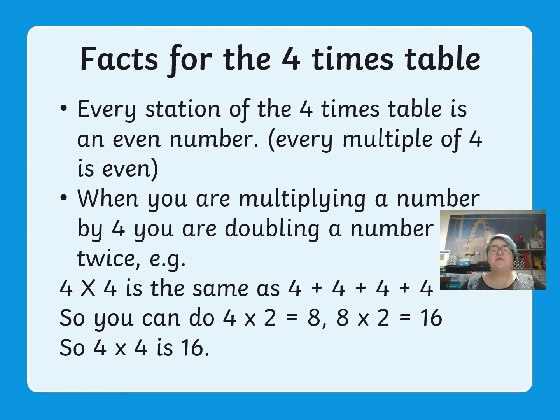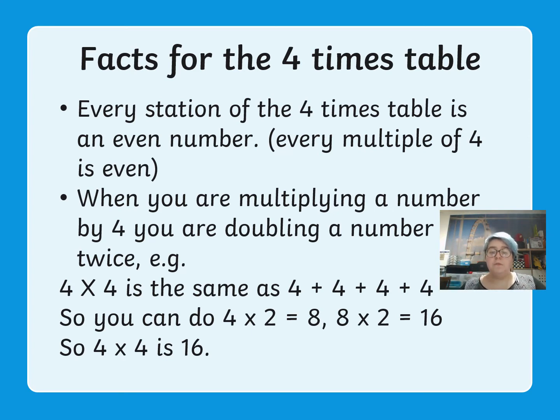So facts for the 4 times table. Every station of the 4 times table is an even number. And every multiple of 4 is even. Okay, so remember the stations are like when we're counting up and it's the answers. So we stop at stations if we're on a train. So we're stopping at the stations of the 4 times table.